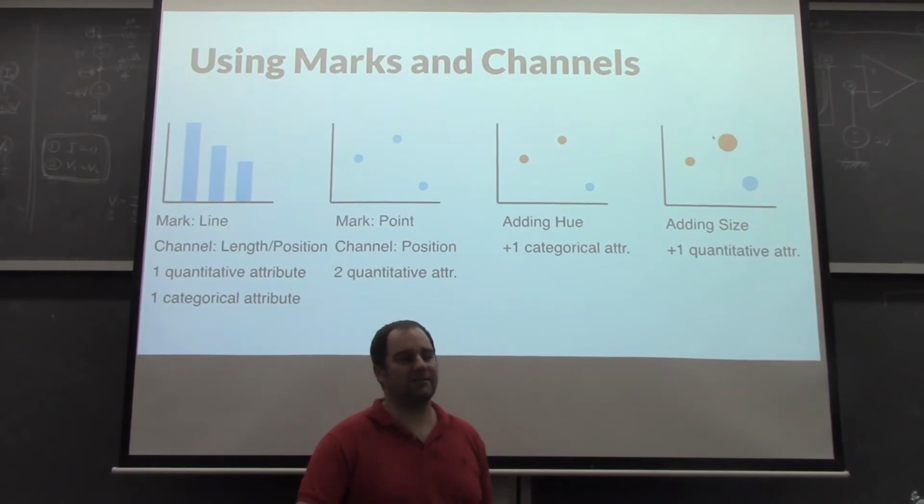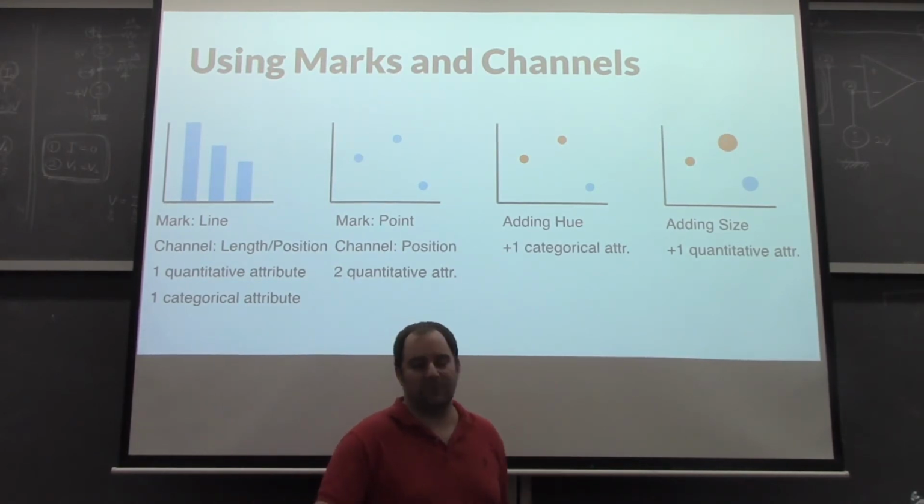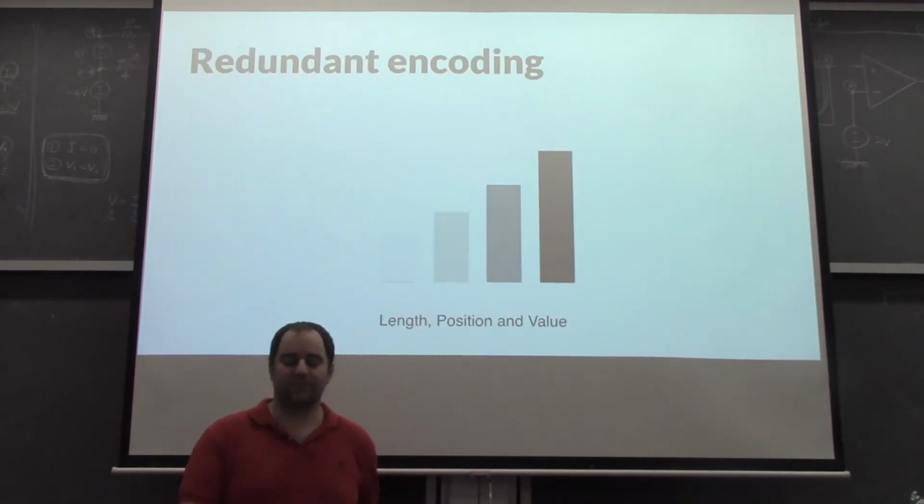So these things are not independent, right? There are interactions between them. For example, if I have very, very small dots, I can't really see the color anymore. I'll have a better example for that later.